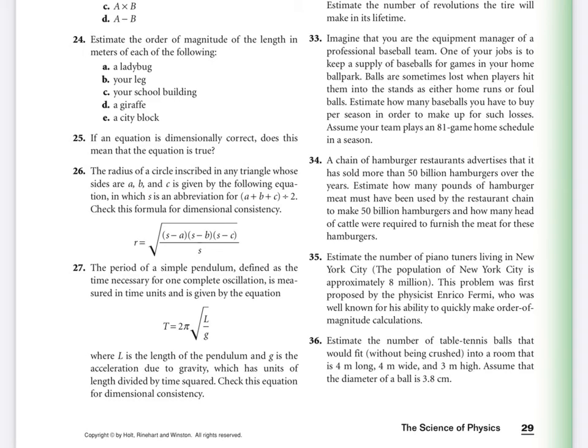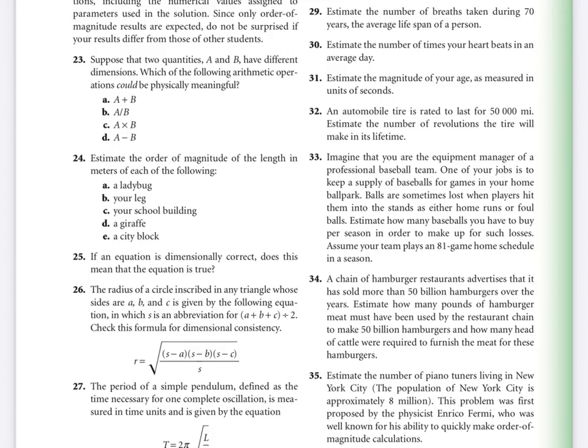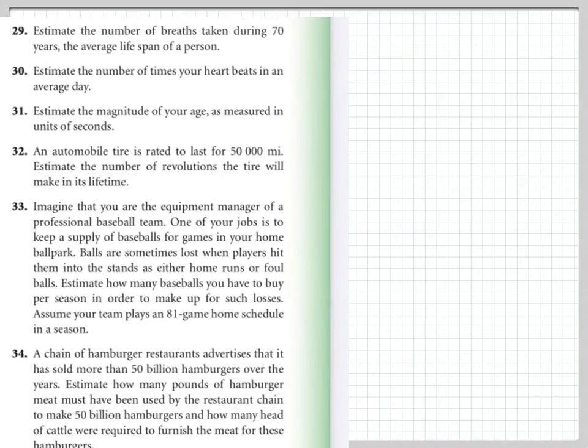Let's do one more together, because I promised you we would do these all together. 29, is it? Not on there. Nope, not there either. There she is. Estimate the number of breaths taken during 70 years, the average lifespan of a person. This is a good one. I like this one.